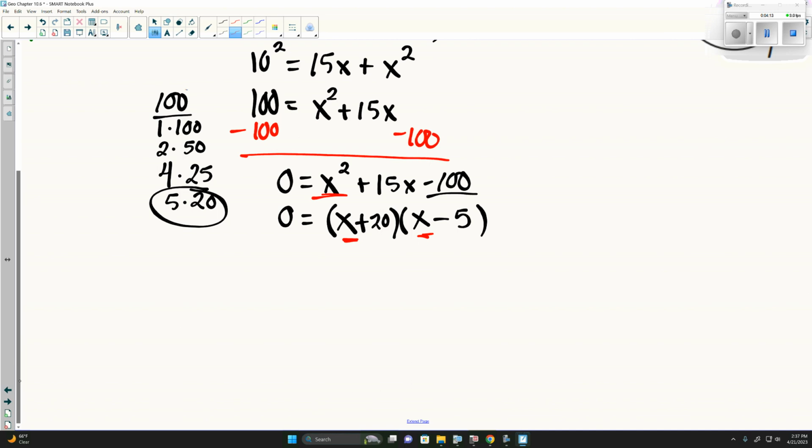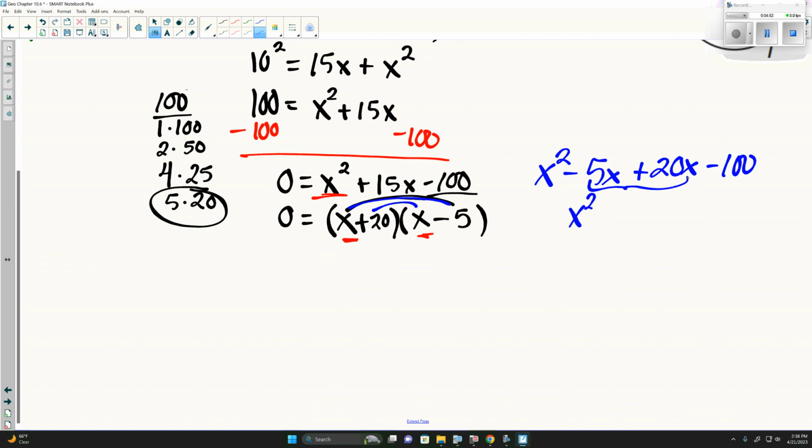Now, this is telling us that these two multiply together to give us 0, yes? What's the only number that we can multiply another number by and get 0? Because if we distribute this back out and we check it, x times x is x squared, x times negative 5 would be negative 5x. 20 times x would be plus 20x. And lastly, 20 times negative 5 is negative 100. And if we combine the middle terms, negative 5 plus 20 is going to be plus 15.